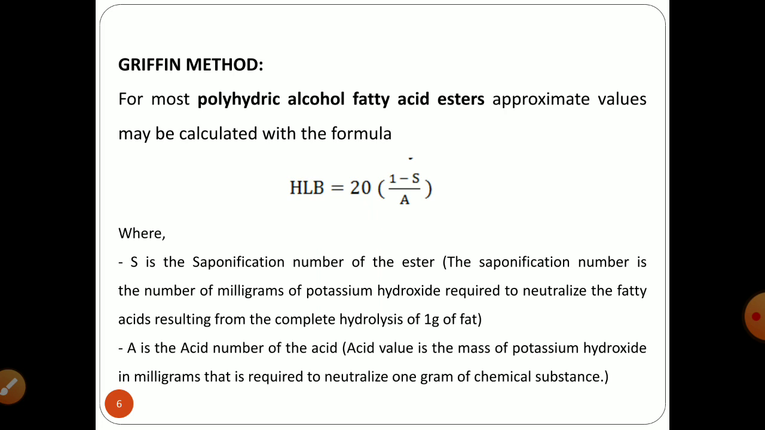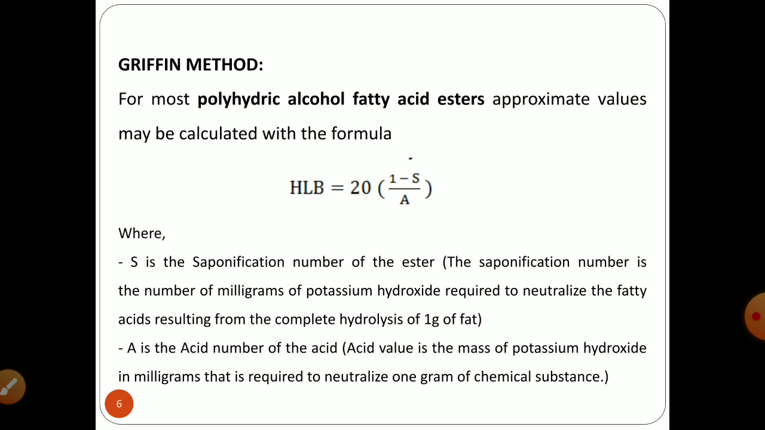You are quite aware of these two terms, saponification number and acid number. The saponification number is the amount of potassium hydroxide in milligrams required to neutralize the fatty acid resulting upon complete hydrolysis of 1 gram of fat. That is, if the ester in your sample undergoes complete hydrolysis, the milligrams of base required to neutralize that fatty acid give you the saponification number. Whereas the base required to neutralize 1 gram of chemical substance is considered as acid number.